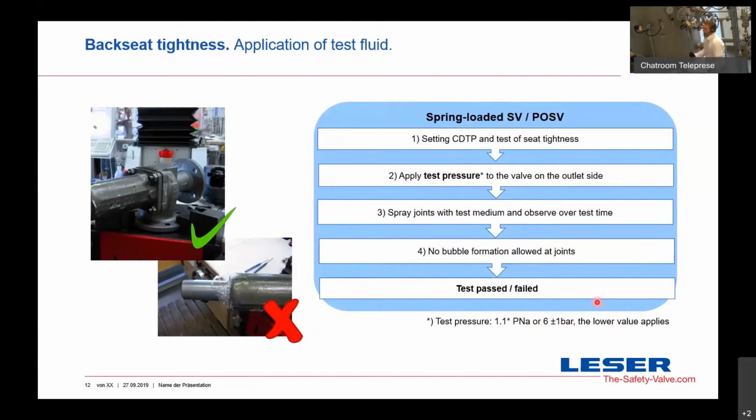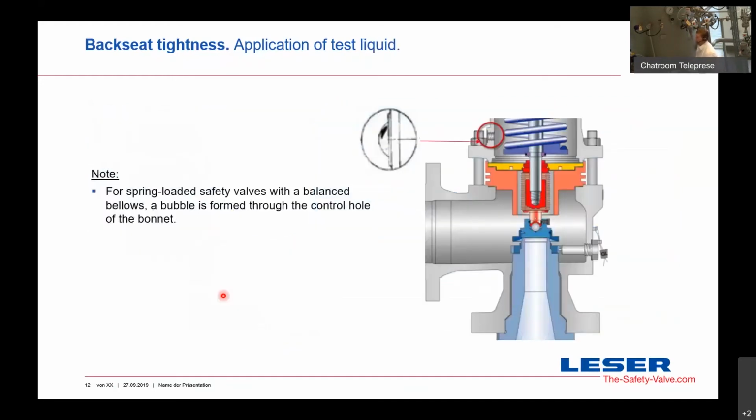And then we have to spray with our leakage spray the connections. This was the connection I showed you in the slide before. And then we have a look. If there are no bubbles, then the test is passed. And if we see bubbles, then the test is failed. And in the next slide, there is again the explanation of the balanced bellow design. You have to form a bubble through the control hole of the bonnet here. And so you see if the balanced bellow design is tight up to the bonnet.